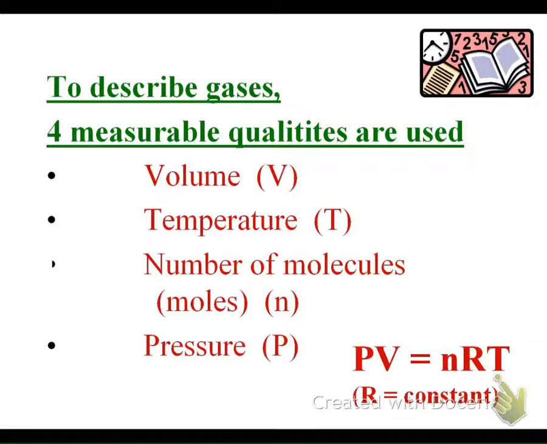When we talk about gases, we know that there are 4 measurable qualities of a gas: volume, temperature, number of molecules, and pressure. So we will have this equation PV equals nRT, where R is a constant, and we will actually go through this a little bit later, but we will cover a lot of gas laws that deal with all of these values and variables.